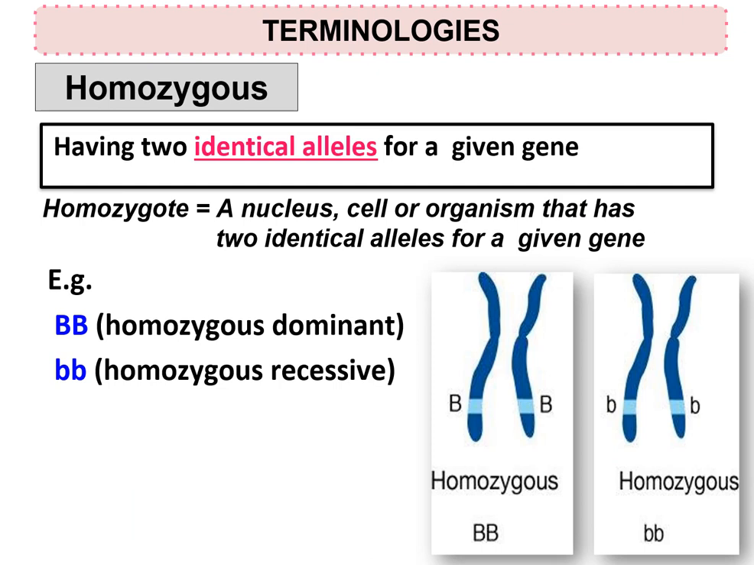Homozygous, when we have two identical alleles for a given gene. Homozygous dominant because capital B. Homozygous recessive because small letter, small b.